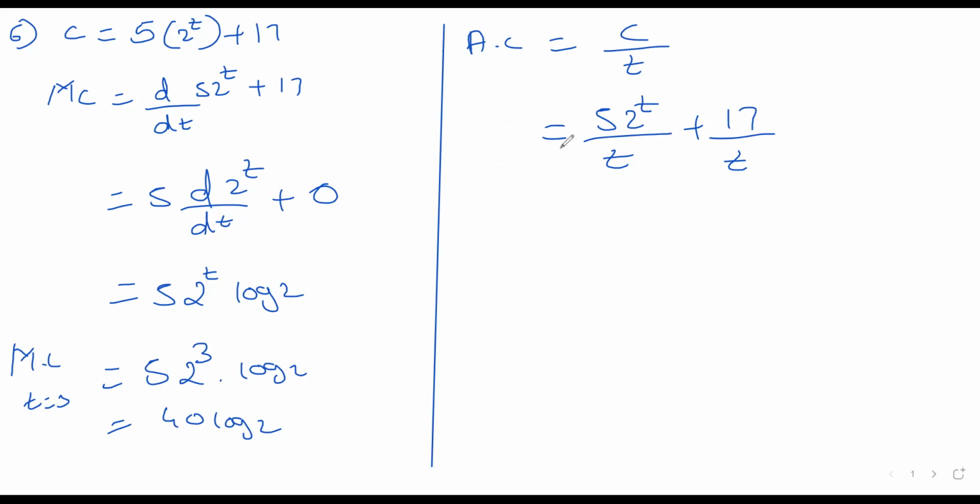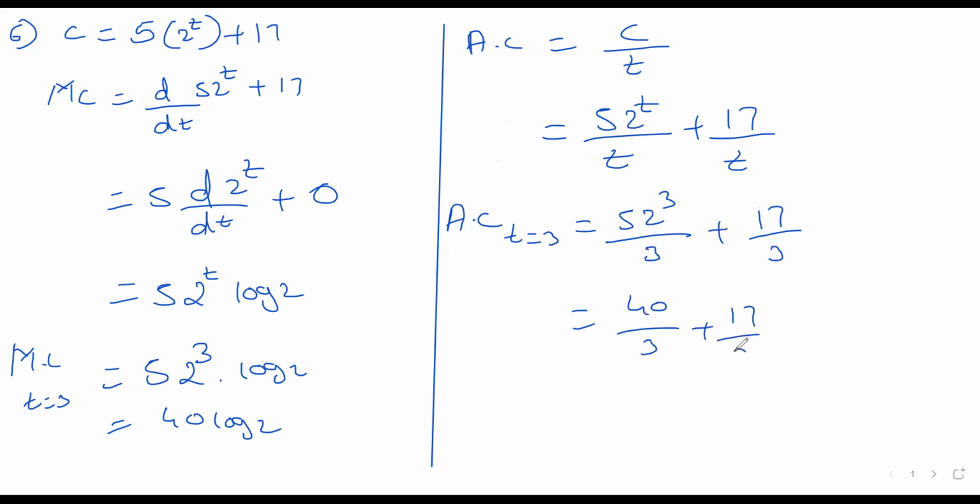Now average cost. Total cost divided by T. This is average cost. Now average cost at T equals 3. So 5 into 2 raised to 3 upon 3 plus 17 upon 3. So it is 40 by 3 plus 17 by 3. It is 57 by 3. 57 by 3 का है? 19. So average cost is 19.